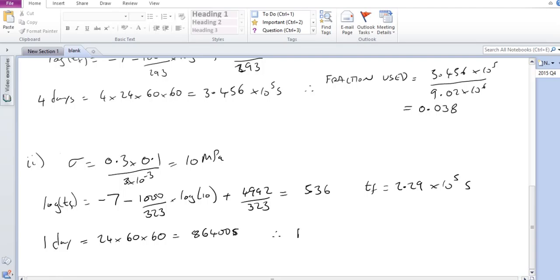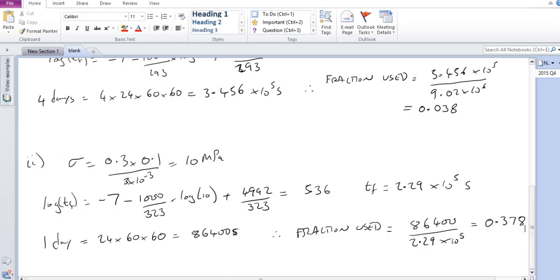So therefore the fraction used is the time that it's been exposed under that condition, which is 86400, divided by the lifetime under that condition, which is 2.29 times 10 to the 5, and that equals 0.378. So a bigger fraction here is used up, almost 40% of its lifetime under this hotter, higher stress condition.